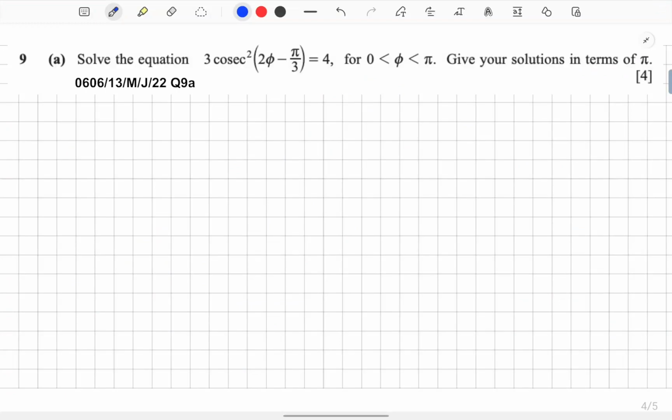In this question, we need to use another trig identity. It is cosecant theta is 1 over sine theta. And because in this question our cosecant is squared, we're going to put a square on both sides of the identity. So this equation can be rewritten as 3 times 1 over sine squared of 2b minus pi over 3 equals 4.